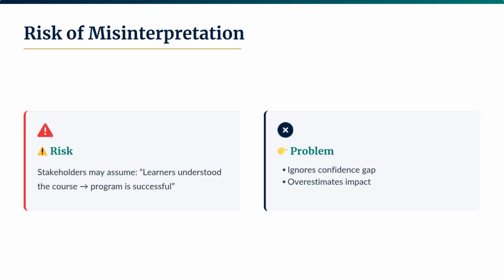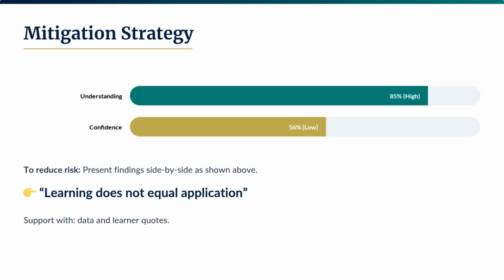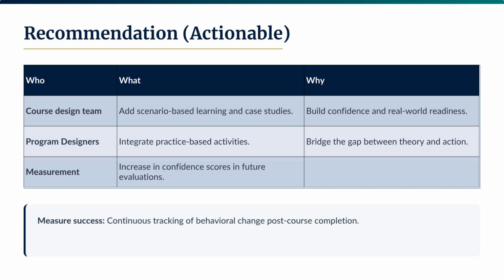One major risk is that stakeholders might assume learners understood the course, so the program is successful, but that ignores the confidence gap. That's why it's very important to ensure that the risk of misinterpretation is well managed. How then do we reduce it? To reduce that risk, I'll present the findings side by side. Understanding is strong, but confidence is weak. And that clearly states learning doesn't equal application. And it's very critical because learning should be able to equal application.